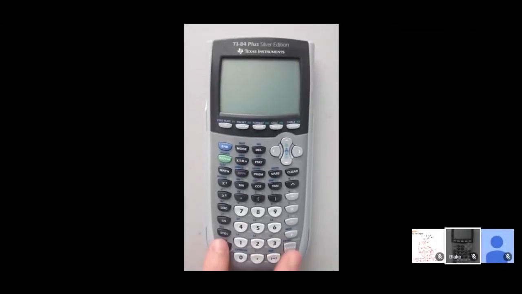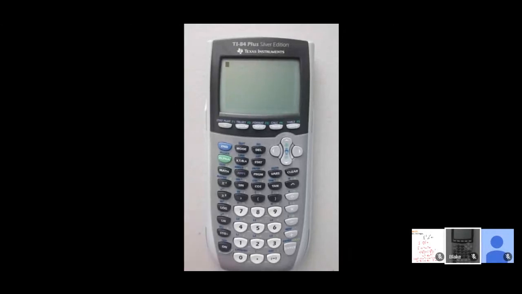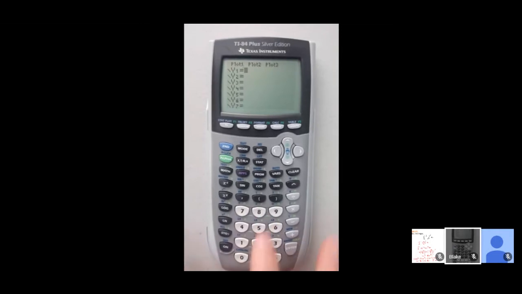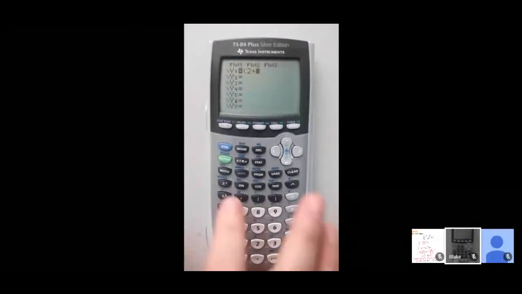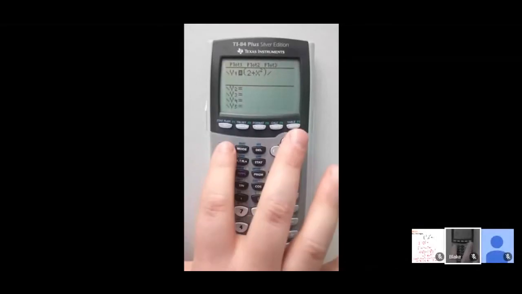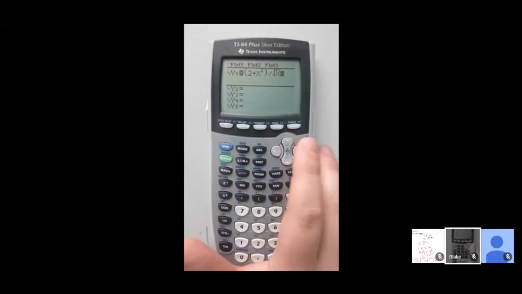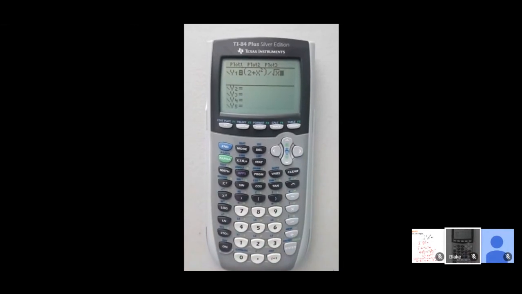All right, what we're going to do is go to our y equals and put in our function so that we can graph it. Under y equals now, I'm going to put the 2 plus x squared, make sure that's grouped together since it's in the numerator. And then we're going to divide that by the square root of x. So first step, just type in the function as is, 2 plus x squared divided by square root of x. Now I'm going to go ahead and graph it.